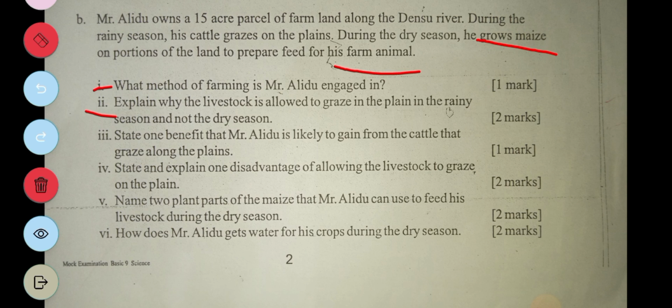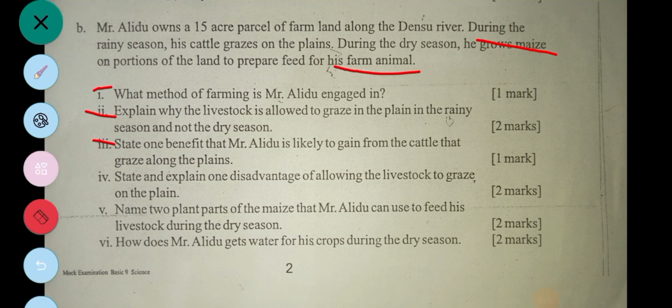the rainy season. Next, state one benefit that Mr. Alidu is likely to gain from the cattle that graze along the plains. Their manure or droppings would help to improve the fertility of the soil. It helps to improve the soil structure and then helps the plants grow very well.